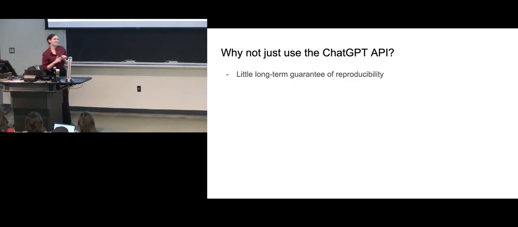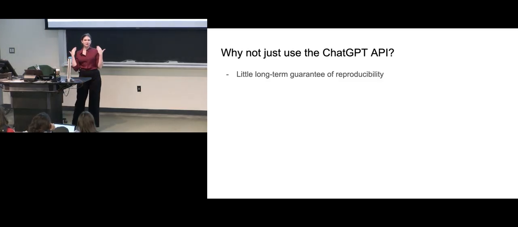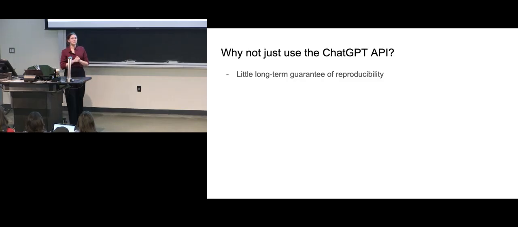The first is that there is not a guarantee of long-term reproducibility. Whatever is behind OpenAI's API, that's theirs, and they can change it at any time. They can say, as of today, we are no longer serving the model that we were serving before, and then your work may not be replicable after that point.